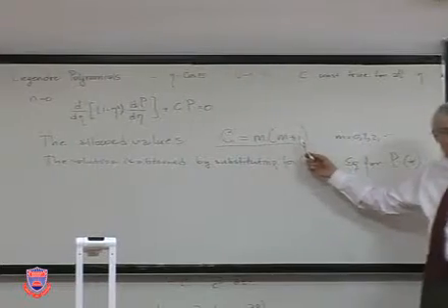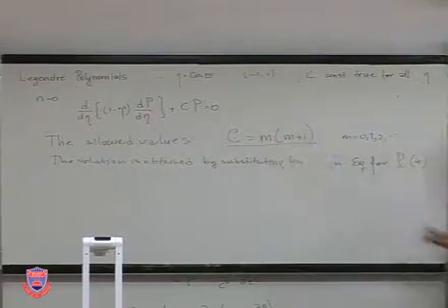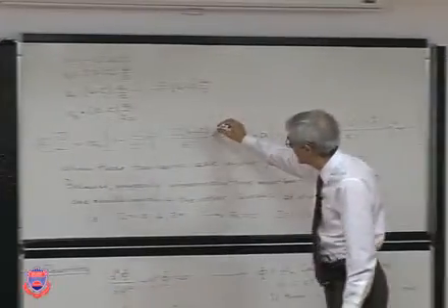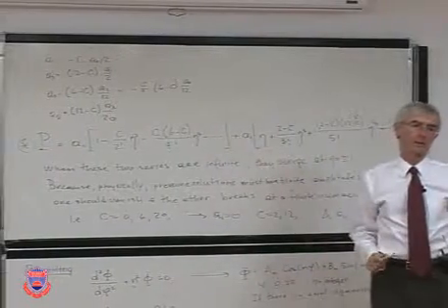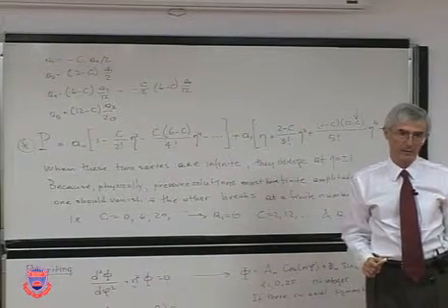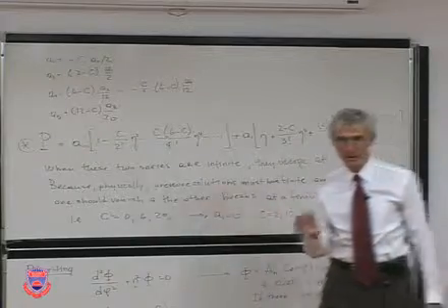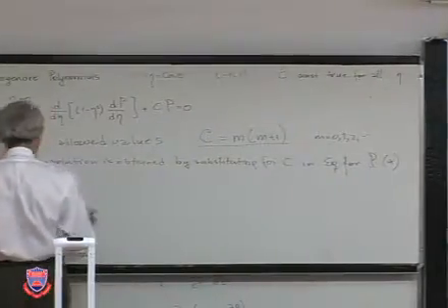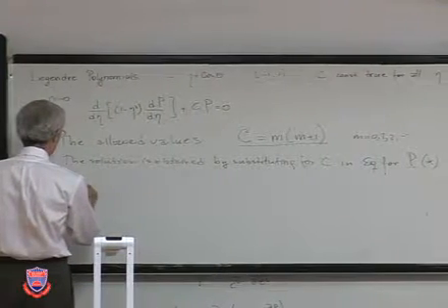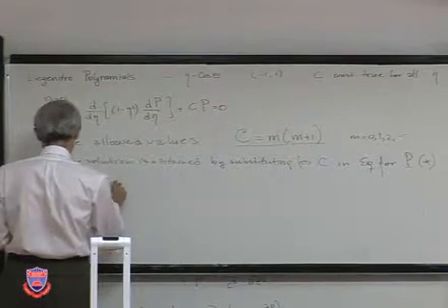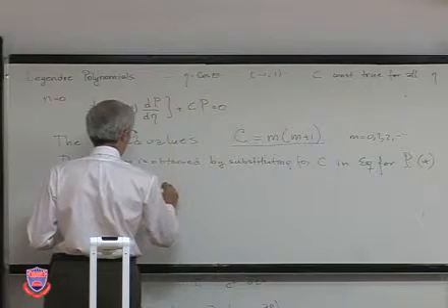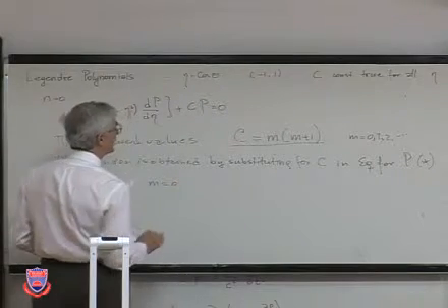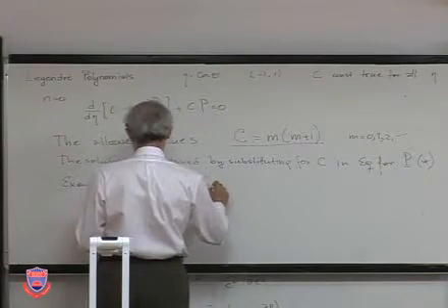And these are integer values for C. Then you come back and put those in here, and you have an expression for P, the Legendre function. That's the process that we have followed. And when you do that, examples: M is equal to 0. Yes, of course, C will be 0.